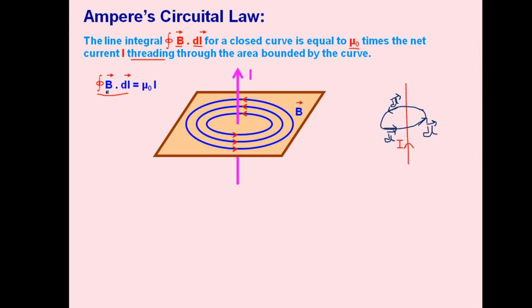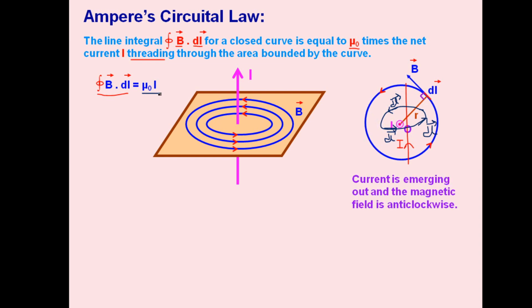So B dot dl, if we take for closed path, this is the symbol for closed integration. It is equivalent to mu naught times I. So in this way, closed path dl we have taken. Current is emerging out and magnetic field is anti-clockwise. So if we have to prove this law, we are considering B dot dl. So B dl cos 0, B and dl have same direction, same direction will produce 0 angle, cos 0.